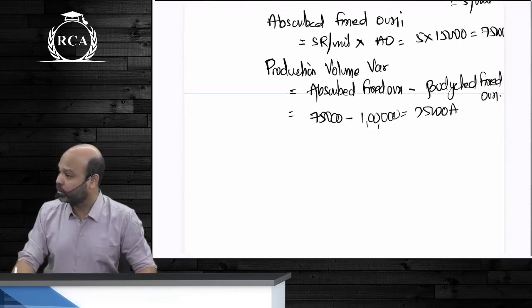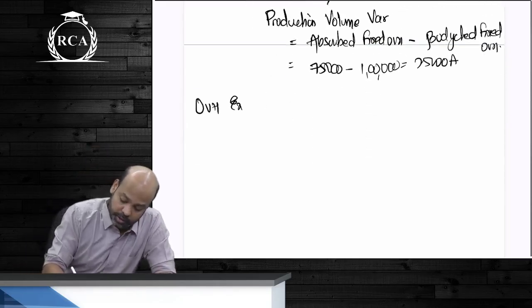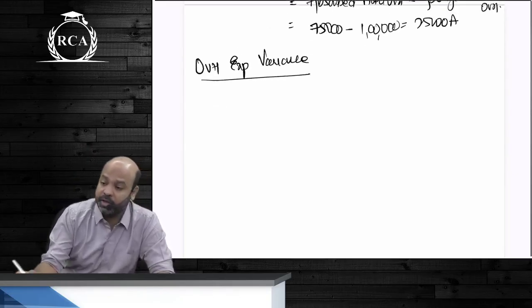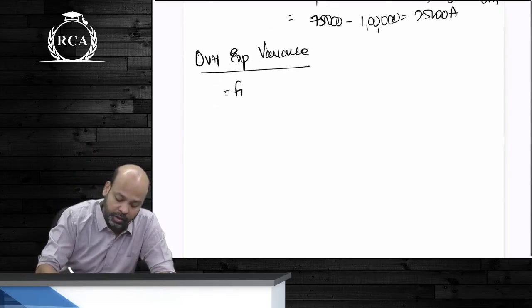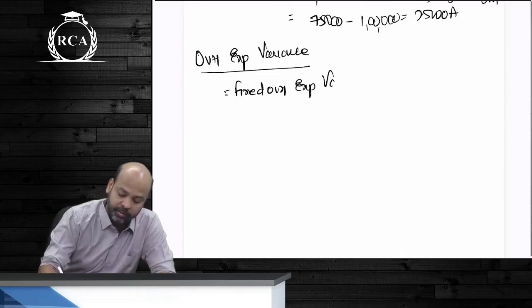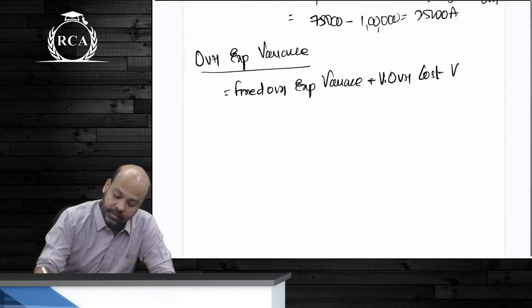Have you all written this, beta? Now, all of you stop writing and pay attention. Overhead expense variance, in this case only, not in every case, I told you is equal to fixed overhead expenditure variance plus what is the other variance that we are adding to this? Variable overhead cost variance. Yes or no, guys?